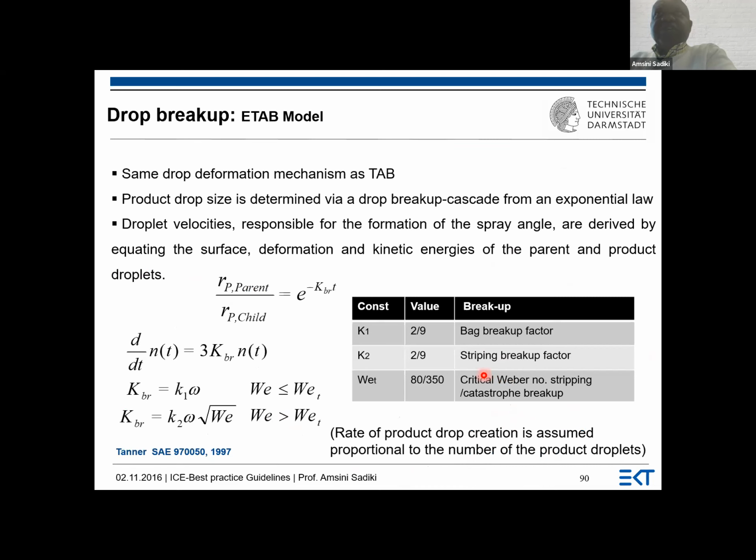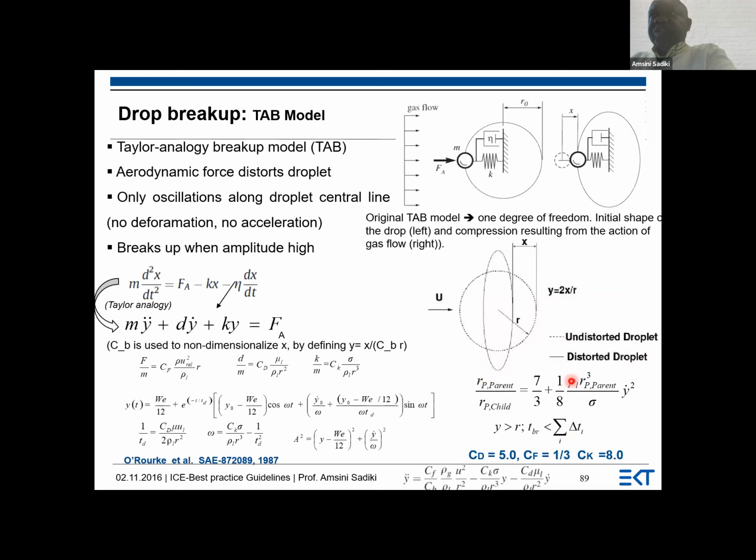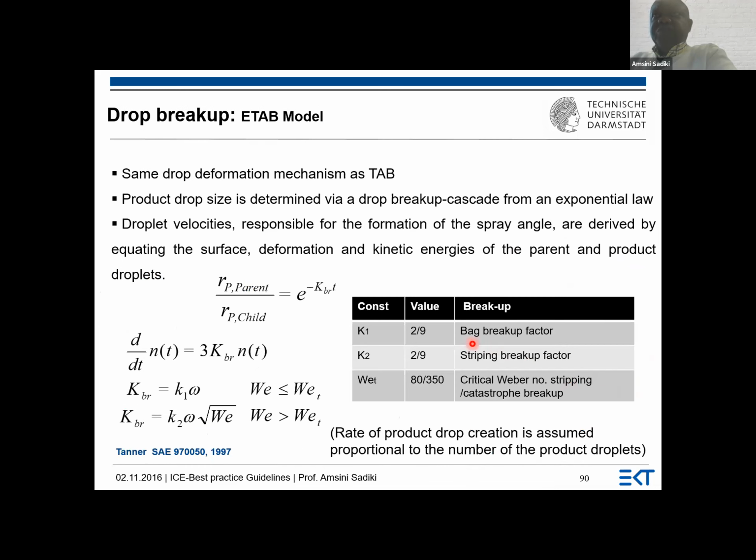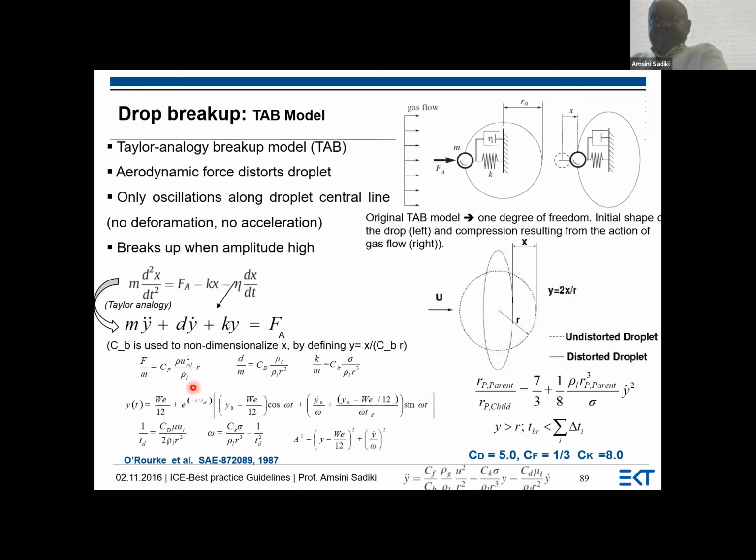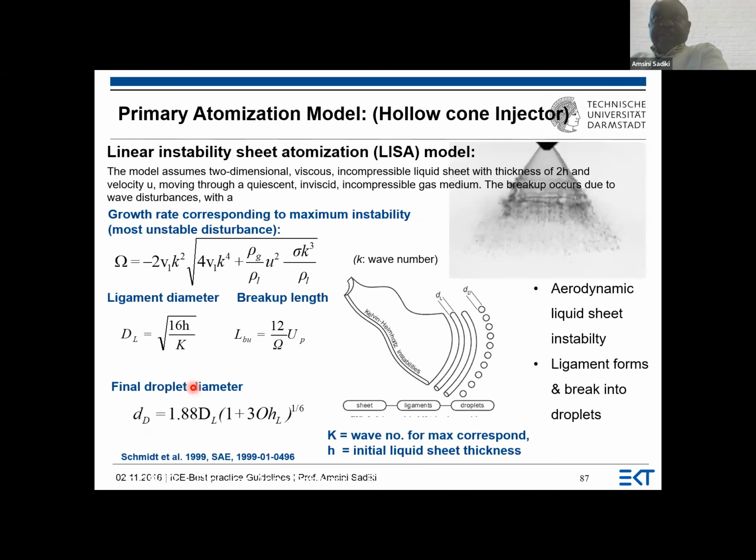And we can also modify it, because here what we assume is this expression, but there is also a modification of this model in which we can say that this ratio is given by an exponential law, where we say that the droplet velocity, also responsible for the formation of the spray angle, is derived by this equation, in which we have this quantity which is related to the progress of, one moment. So it is the growth rate.